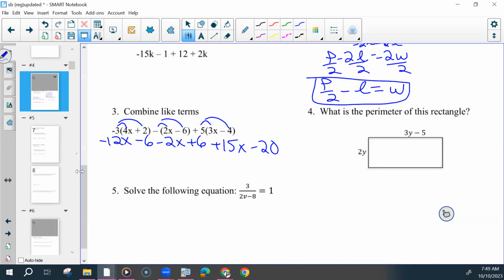Do we keep going? Yeah. Combine like terms. So we have negative 14x plus 15x is just x. Negative 6 plus 6 is canceled, and this minus 20. So x minus 14 should have been the final answer for number 3. Questions on that one?